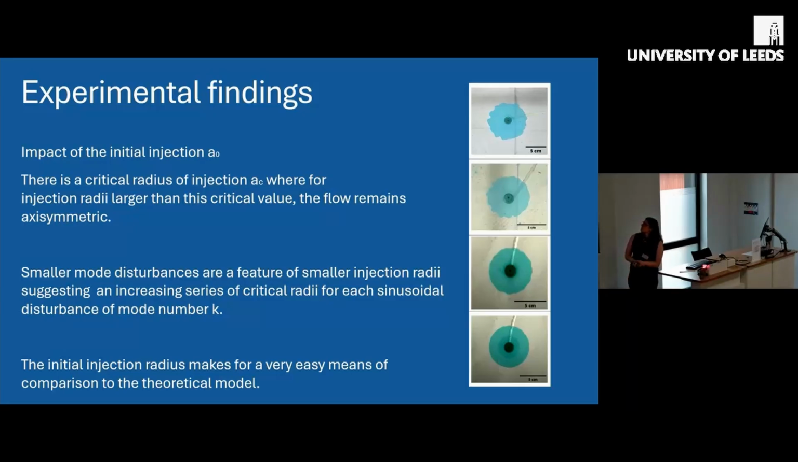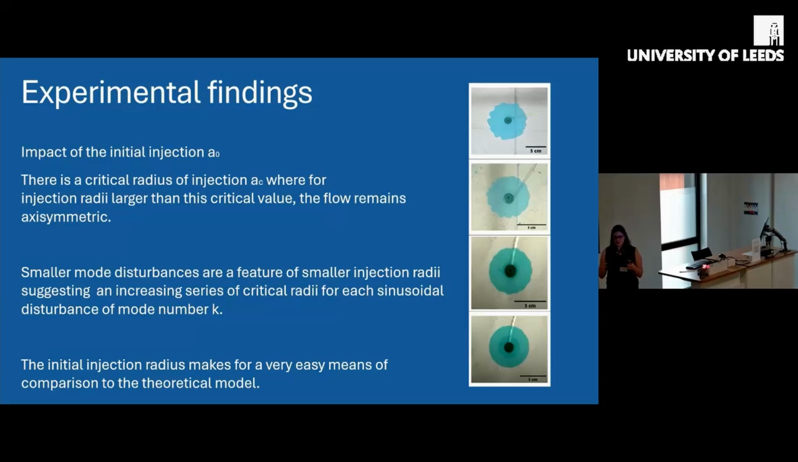So this is great, but my goal is to compare this to a mathematical model that I've developed. Now, when it comes to comparing theory and experiments, again, I like to take the path of least resistance and think about the simplest thing that I can compare. And the simplest thing that I can compare is the initial injection radius and the fact that the experiment showed that there was this critical radius, that if I chose an initial injection radius greater than this critical radius, I actually didn't get any instabilities.